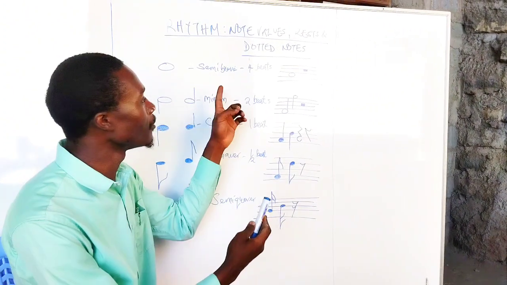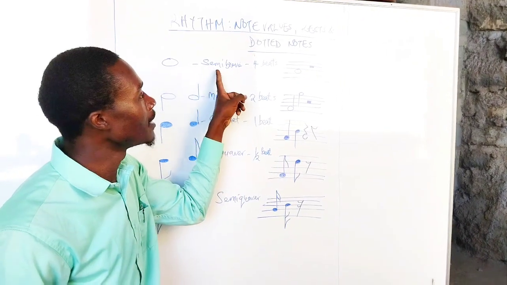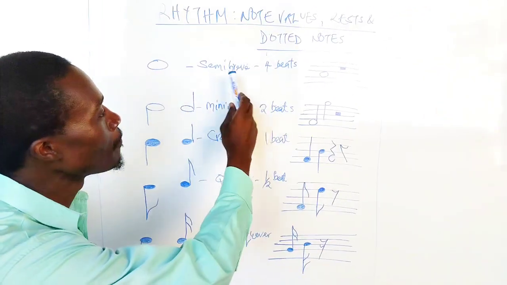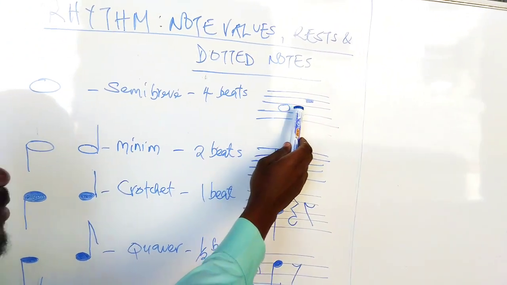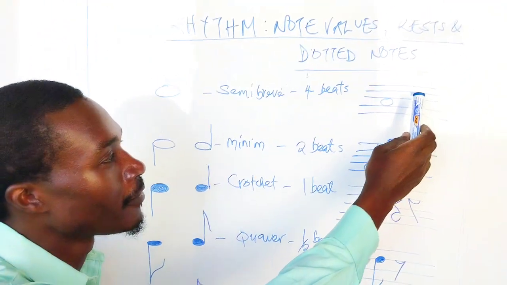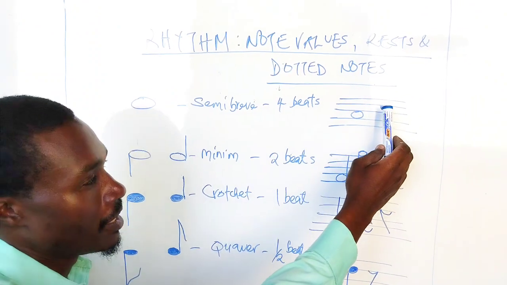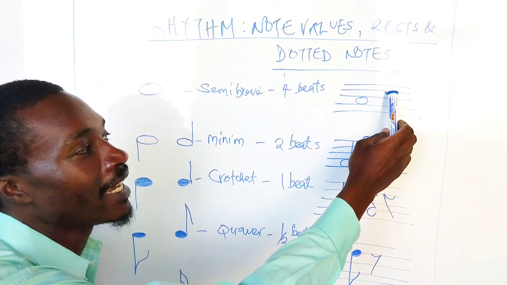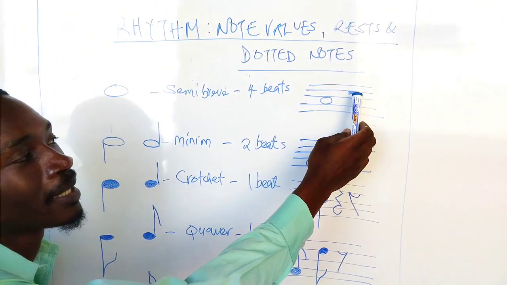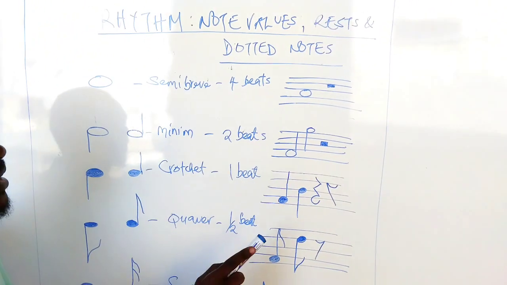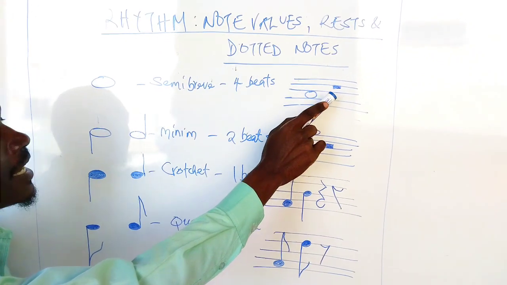Let's remind ourselves of the notes. We talked about the semibreve, which is 4 beats, and it is written as an oval. And then the rest of the semibreve is just a hanging shaded square, or rectangle, something like this. It is hanging on the fourth line.